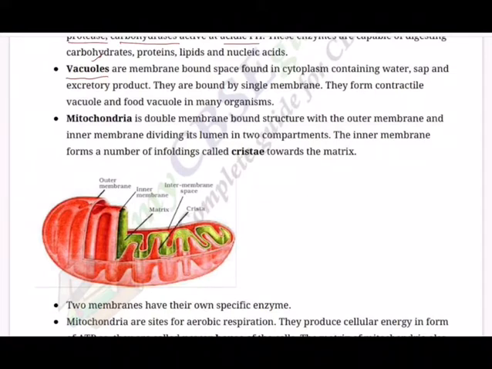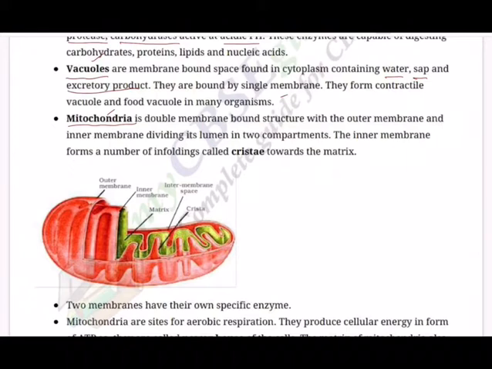So vacuoles are membrane bound spaces in the cytoplasm containing water, sap and excretory products. They are bound by a single membrane. They form contractile vacuoles and food vacuoles in many organisms. And then comes the very important, very powerful cell organelle. These are called the battery of the cell, mitochondria, the powerhouses of the cell, mitochondria.